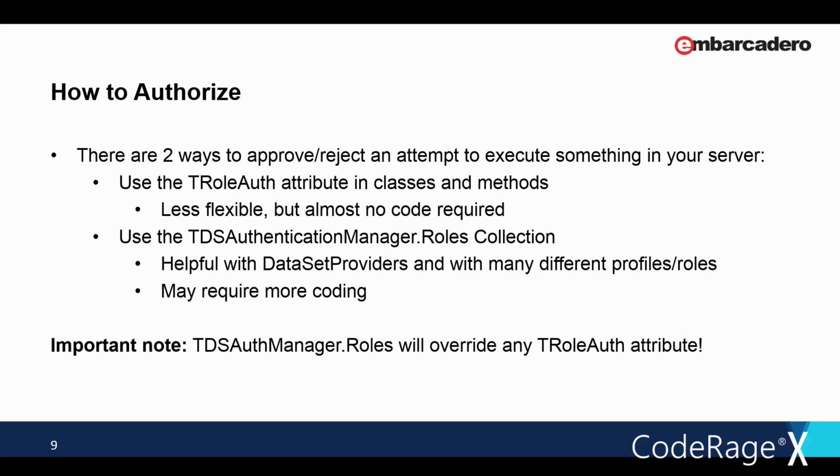By the way, you can authorize something in at least two moments. One of them is using the TRoleAuth attribute over your classes and methods. Just on the line above, you can put the TRoleAuth attribute that says which roles can and which roles cannot use that resource, that class, or that method. And also, the Authentication Manager component has a collection called Roles, where you can specify which methods or classes are allowed or denied to use your server. One important thing to note is that the DSAuthenticationManager roles collection will override any TRoleAuth attribute that's in your code.